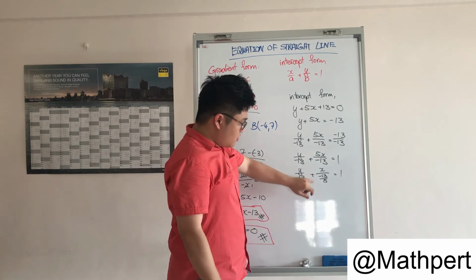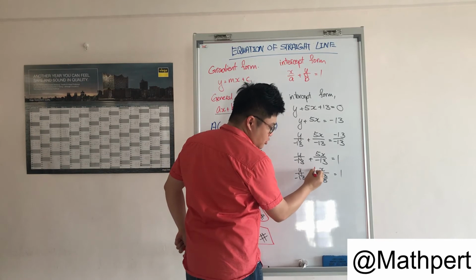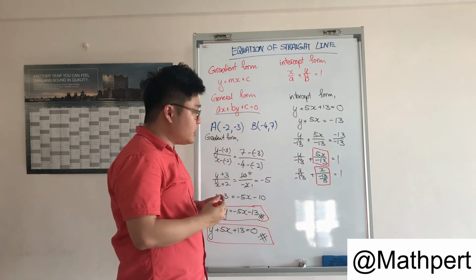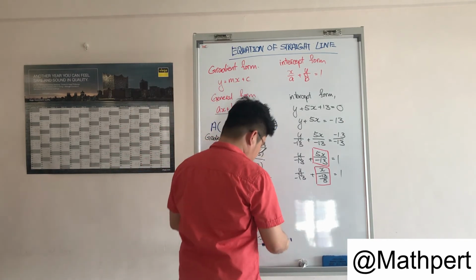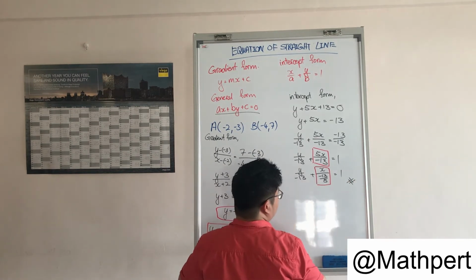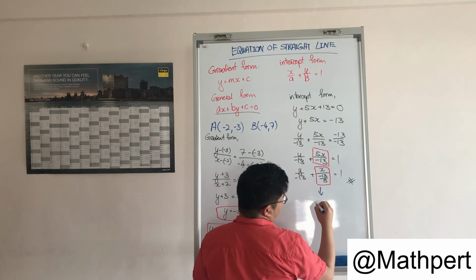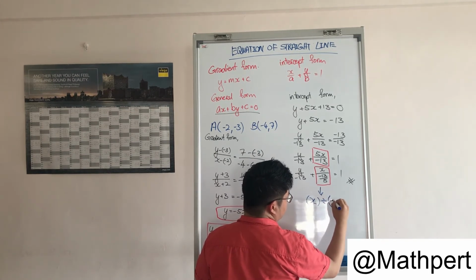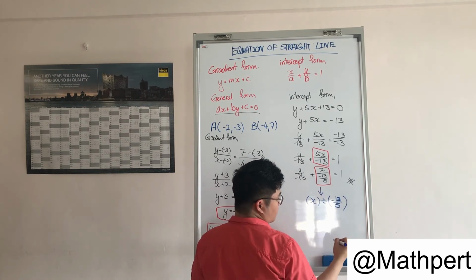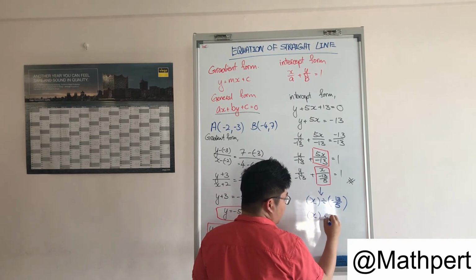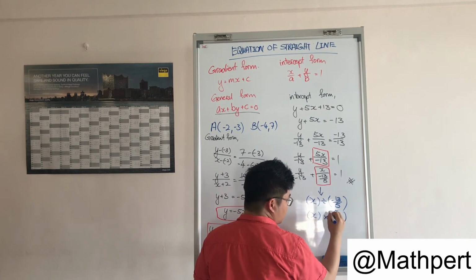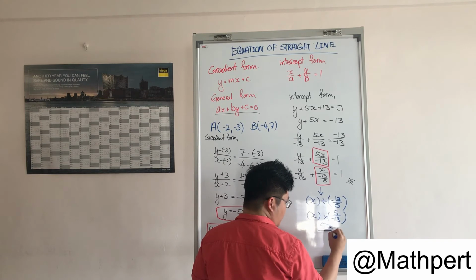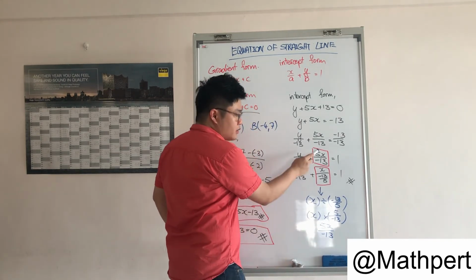Right? So this one and this one are actually the same, because you can see here, this is the final answer. This one, you can change it to become x over negative 13 over 5. Then this is also equal to x multiplied by 5 over negative 13. And when we multiply it, it still becomes 5x over negative 13, which is the same as this one.